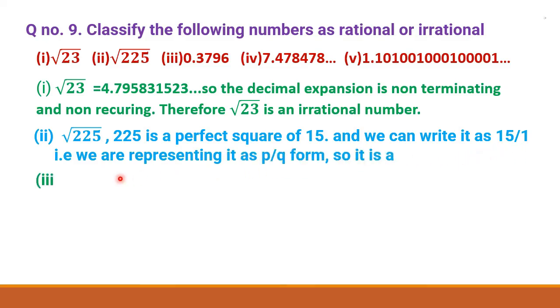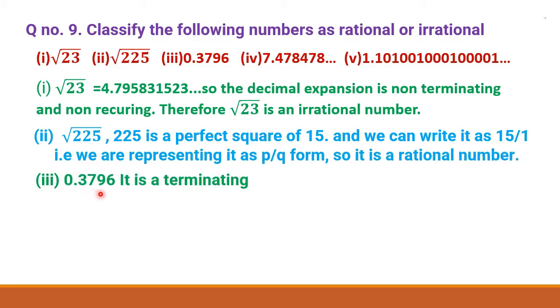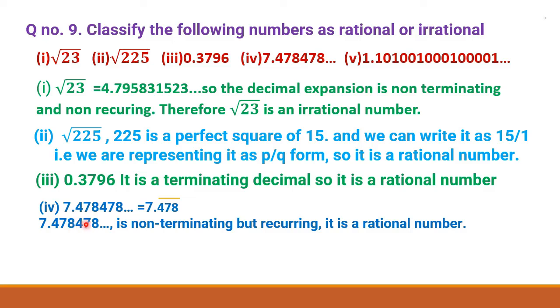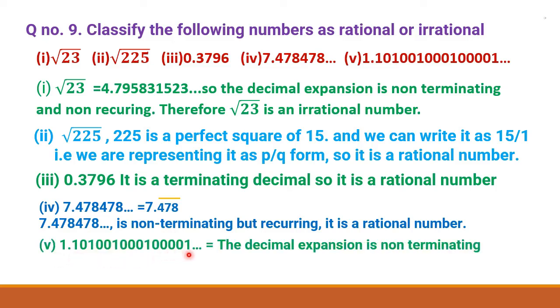Next one is 0.3796. It is a terminating decimal. So, it is a rational number. Next one is 7.478478 and so on. We can write it as 7.478 bar. The number 7.478478 and so on is non-terminating but recurring. It is a rational number. Fifth one. See here. The decimal expansion is non-terminating, non-recurring. So, this is an irrational number.